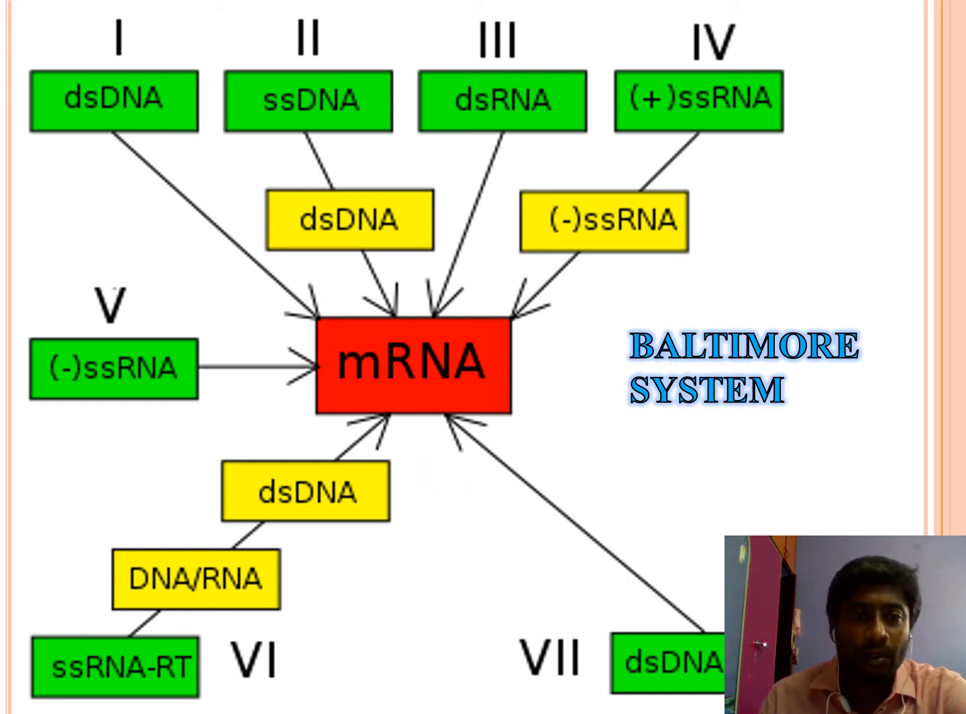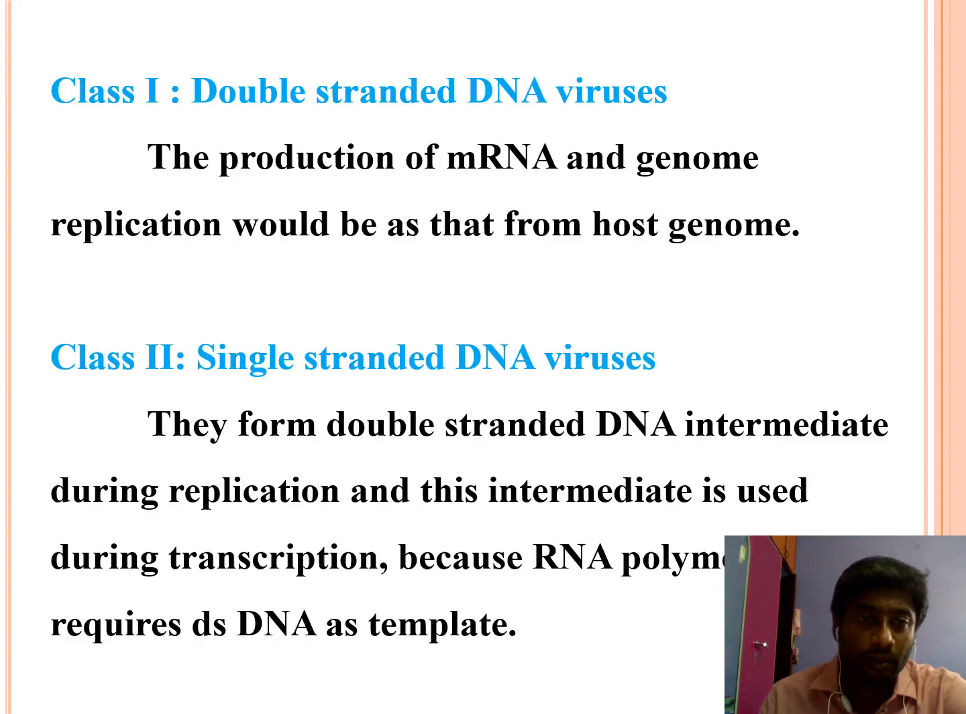Class 1 double stranded DNA, class 2 single stranded DNA, class 3 double stranded RNA, class 4 single stranded RNA. Then we have class 5 single stranded RNA, then class 6 single stranded RNA with reverse transcriptase, and class 7 double stranded DNA with reverse transcriptase. So there are 7 classes in the Baltimore system of classification.